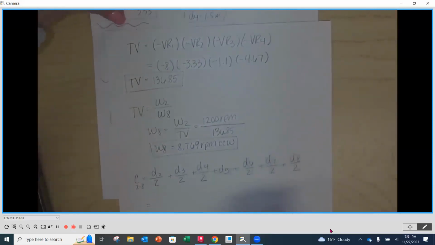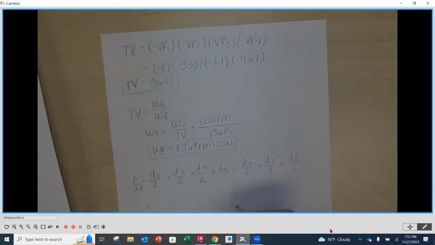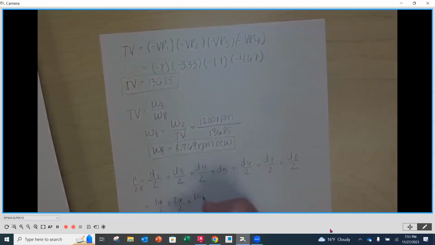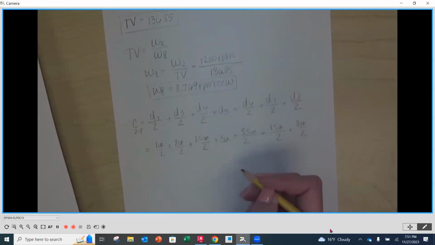So then I've got to go back up. This one I don't have the final answer in front of me for. So I've got to, it's going to be 1 inch divided by 2 plus 8 inches divided by 2 plus 1.5 inches divided by 2 plus 5 inches plus 5.5 divided by 2. There we go.